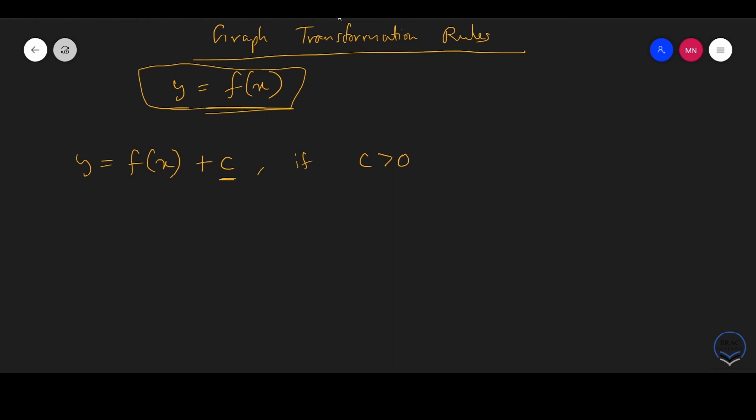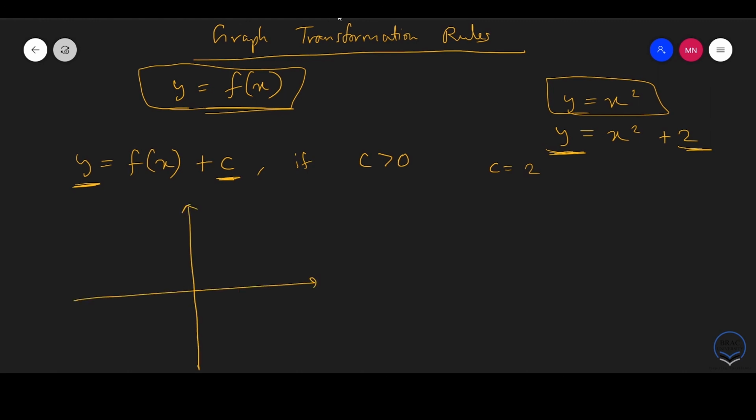So if c is positive, we're adding c units to the y coordinates of every point, right? So if we had a graph of y is equal to x squared, for example, then if I add some c units to this function, let's say c is equal to 2, then I will have x squared plus 2, right? So what am I doing? I'm adding 2 units to each of the y coordinates of the graph, right? To each of the points on our graph, we're adding 2 units to the y coordinates.